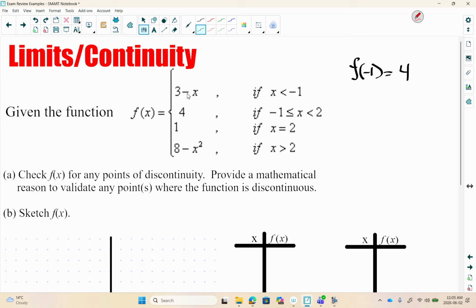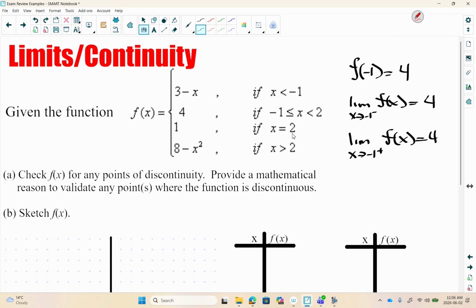The left-hand limit would be 3 minus -1. I'd use this piece. That would be 4. And the right-hand limit would be this piece right here. These are x values that are on the right. Now I can see right now that it's going to be continuous at 4. Okay? Then I would check and see if it's continuous at 2.